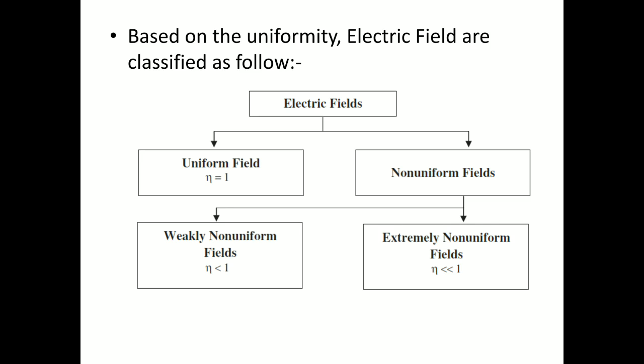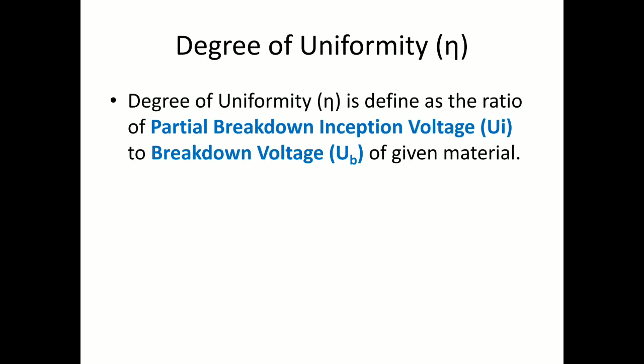Now on this slide I have mentioned one symbol which is known as eta. Eta is nothing but the degree of uniformity. Now what is meant by degree of uniformity? Let us discuss that. Degree of uniformity is defined as the ratio of the partial breakdown inception voltage, indicated by the symbol Ui, to the breakdown voltage, indicated by the symbol Ub, of a given material.